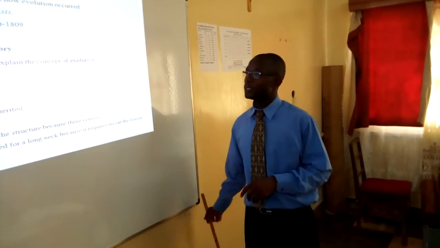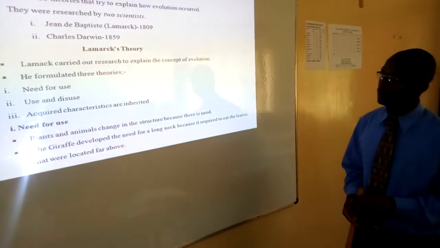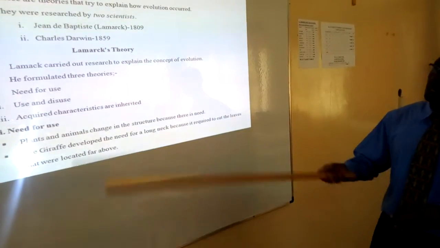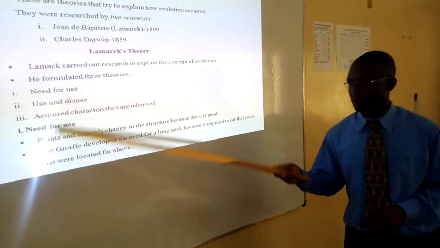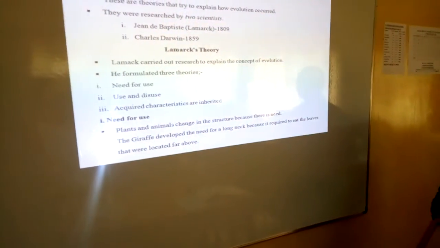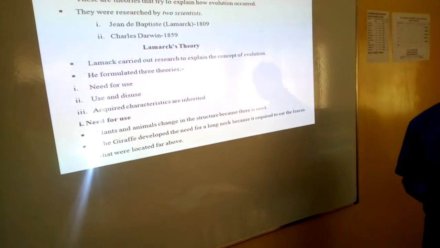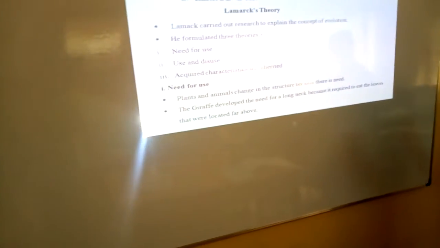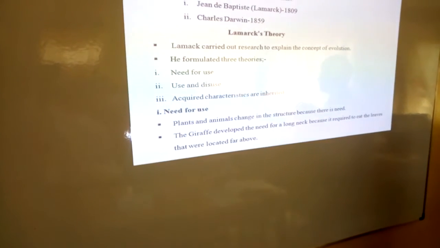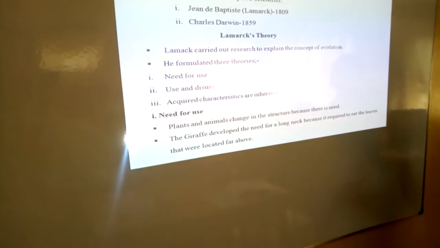Theory number one, need for use. Theory number two, use and disuse. And theory number three, acquired characteristics are inherited. We've listed the theories. We are supposed to know how to explain each of those theories of Lamarck.